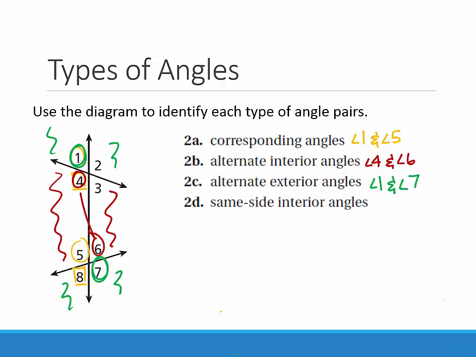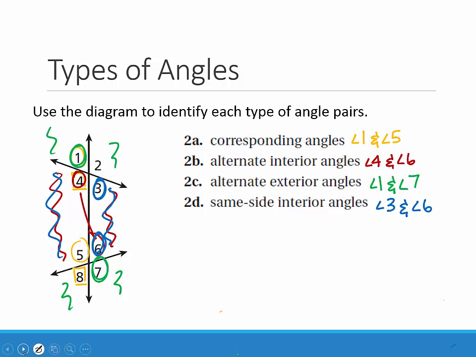And then last one, same side interior angles. So again, we're on the inside of these two lines, and we want them to be on the same side. So like 3 and 6. You could have also picked 4 and 5.